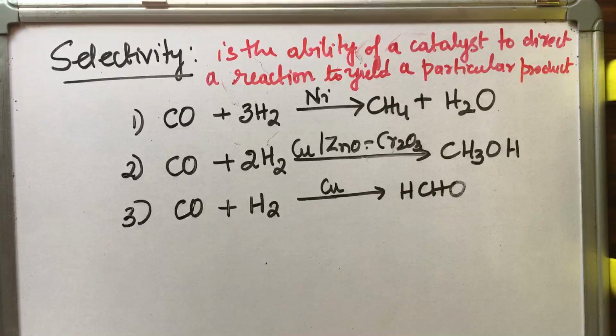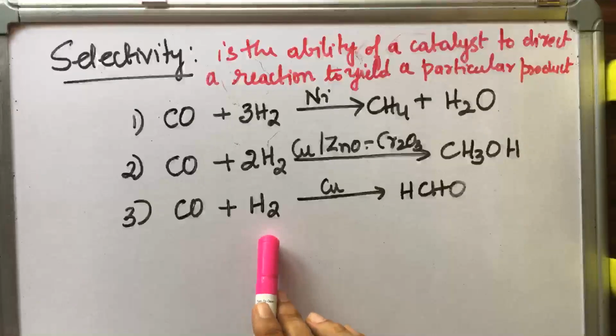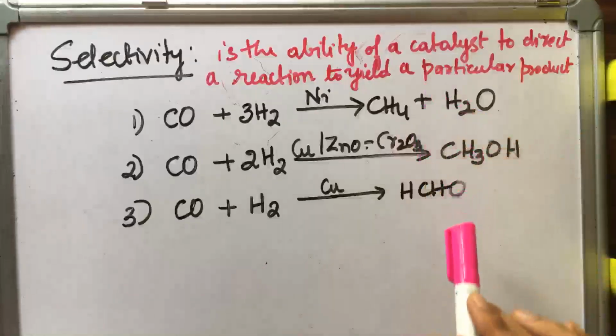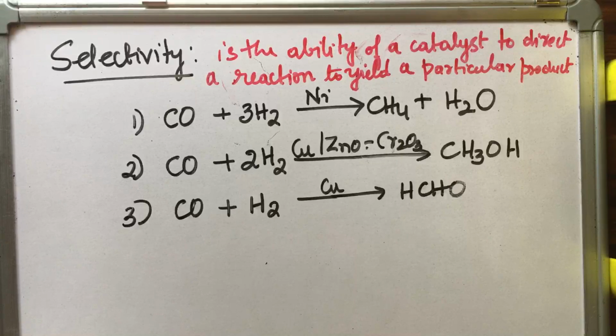Is it clear, students? So I have given 3 examples now: carbon monoxide and H2 gas. In the presence of different catalysts, they will give different products, and the ability of the catalyst to direct the reaction so as to give different products is called the selectivity of a catalyst. I think this point is clear, students.